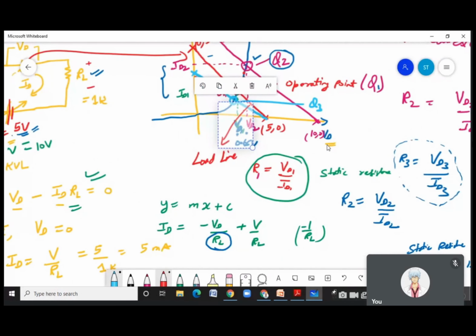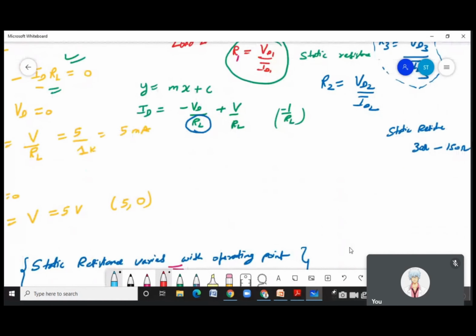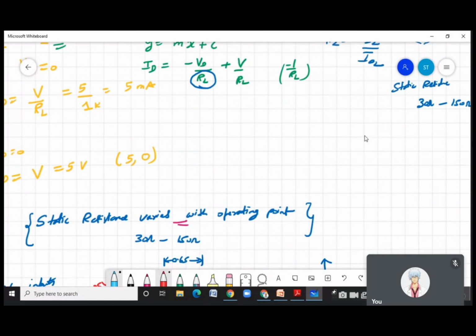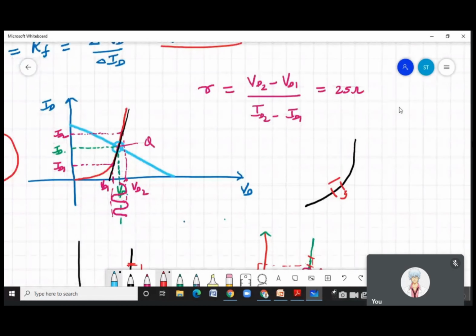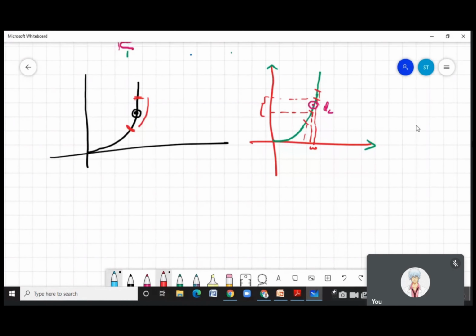ओके. सो ये है स्टैटिक और डायनामिक रेजिस्टेंस. अब ये जो इक्वेशन है, आपने डायनामिक रेजिस्टेंस को ग्राफिकली किया, आप इसको एनालिटिकली यानी कि इक्वेशन के फॉर्म में कर सकते हैं. कैसे करेंगे?